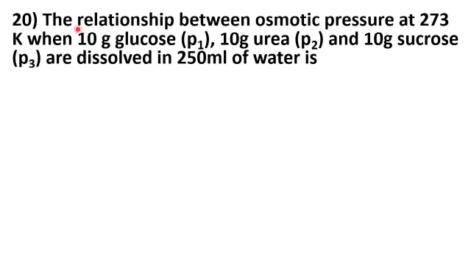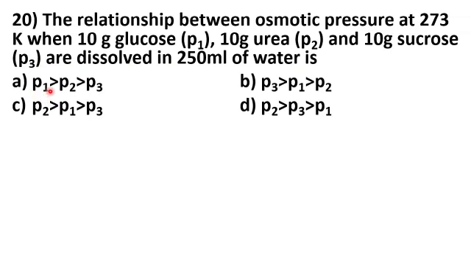Question number 20. The relationship between osmotic pressure at 273 Kelvin when 10 gram glucose with the pressure P1, 10 gram urea with the pressure P2 and 10 gram sucrose with pressure P3 are dissolved in 250 ml of water is. Option A, P1 greater than P2 which is greater than P3. Option B, P3 greater than P1 which is greater than P2. Option C, P2 greater than P1 which is greater than P3. Option D, P2 greater than P3 which is greater than P1.